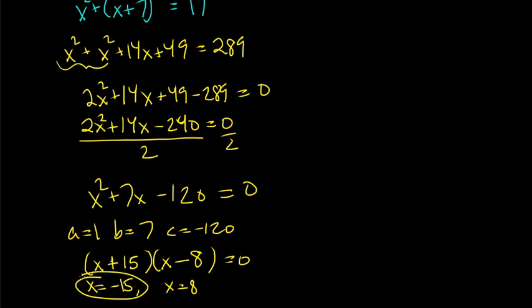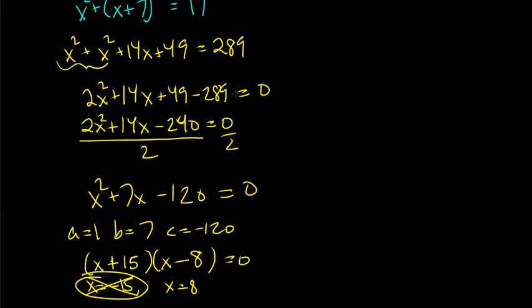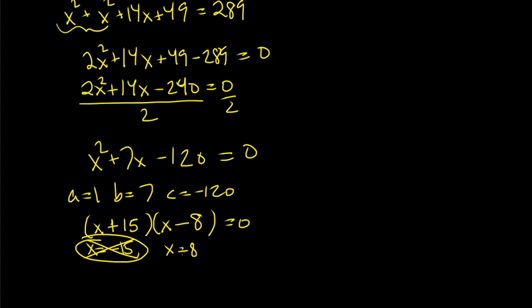Yep. Lengths are not negative. The length of a triangle doesn't make sense, right, for this to be negative 15 feet, or negative 15 centimeters, or negative 15 miles, right? So distances are positive. So x equals 8, right?